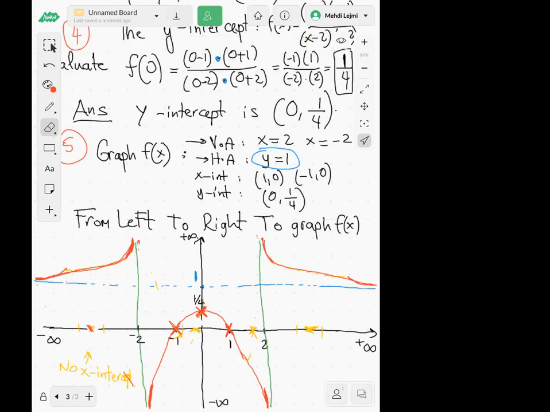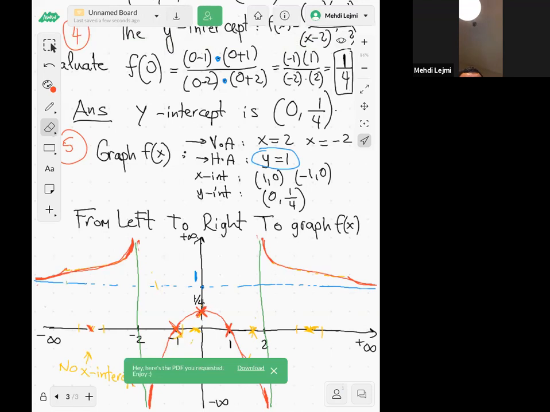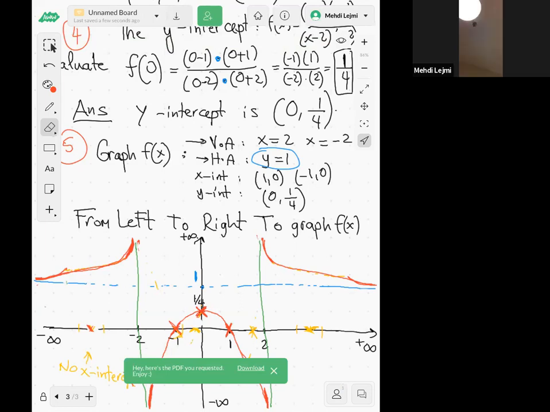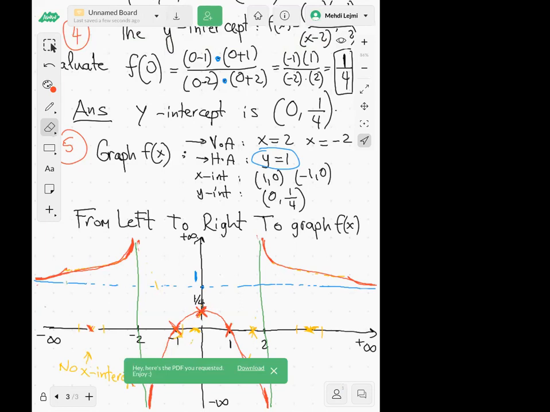How do we know if you have to start from the left or the right? Because you started from the left. No, you always start from the left when you graph the function. Always? Yeah, always from the left. Okay.